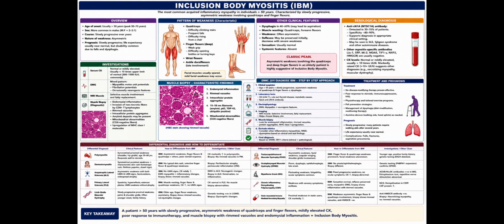Diagnostic pearl. A patient older than 50 years with difficulty climbing stairs, repeated falls, weak hand grip due to finger flexor weakness, mildly elevated CK, poor response to corticosteroids, and rimmed vacuoles on muscle biopsy should be considered to have inclusion body myositis until proven otherwise.